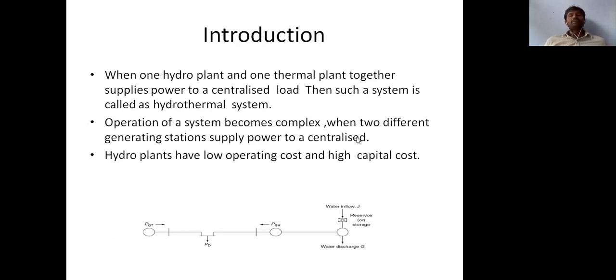Next, the hydro plant. We know that the hydro plant has a low operating cost and high capital cost. The initial investment to establish a hydro power plant is very high, and the operating cost is less because the fuel is water. Constructing the dam and reservoir makes the cost very high compared to a thermal power plant, while the operating cost of the hydro plant is low.